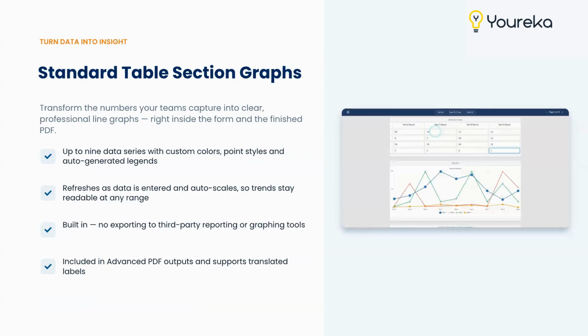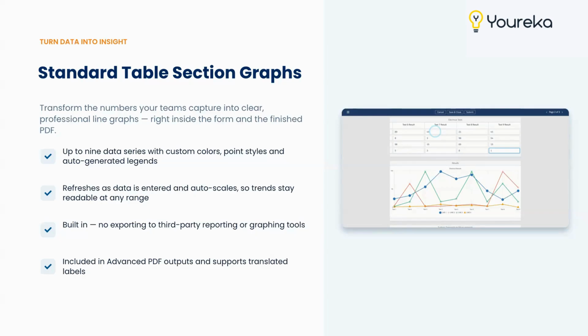Once teams are done capturing richer data, the next question is, how quickly can they understand what the data is telling them? Standard table section graphs help answer that question by turning table data into clear, professional line graphs directly inside the form. This is especially useful for workflows where trends matter. For example, pressure readings, temperature checks, vibration measurements, condition scores, or any other values captured repeatedly during a field visit. Instead of waiting until after the job is complete or exporting data into a separate reporting tool, users can see the trend while the work is still in context.